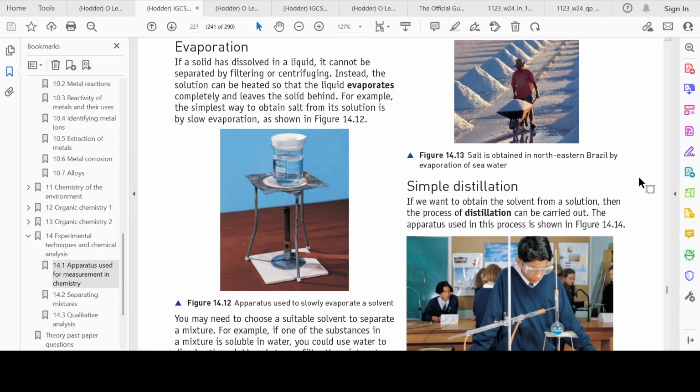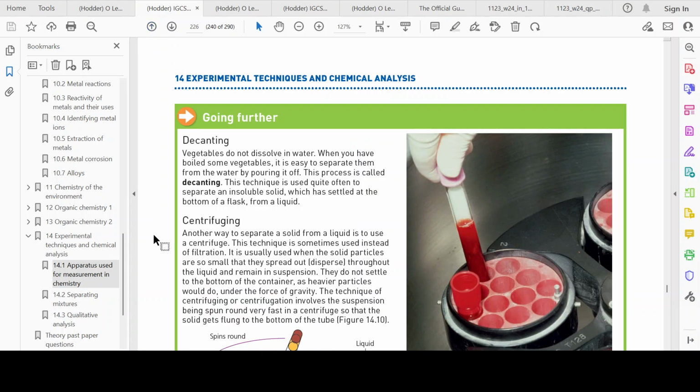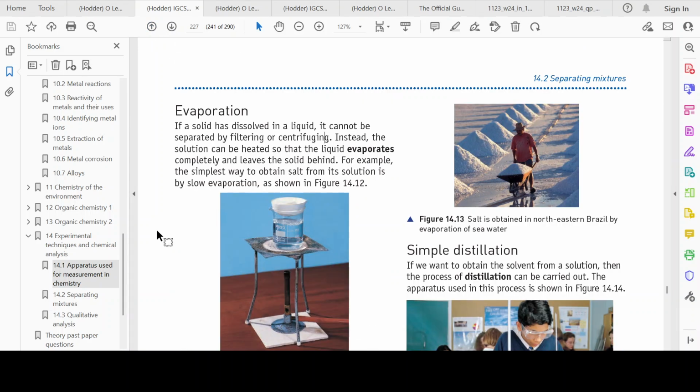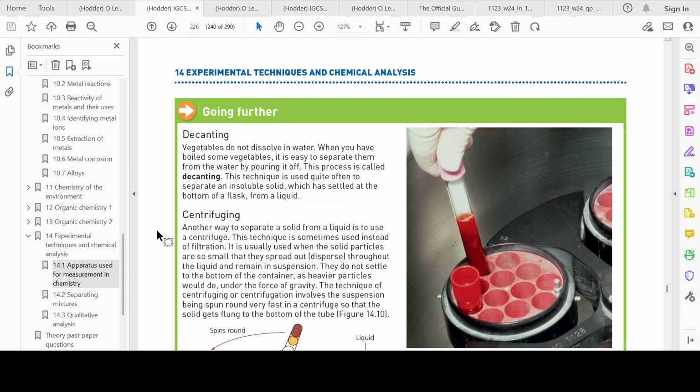Then there's evaporation, in the case where you've got salt dissolved in water. If a solid has dissolved in a liquid, it cannot be separated by filtration because it's dissolved. If you try to filter it, the whole thing will filter out. So you'll get salt water in the filter. You're not stopping anything in the filter paper. Even centrifuging, which we haven't talked about, is not going to work. Centrifuging is basically when you have a suspension and the particles like that, you can't filter it.